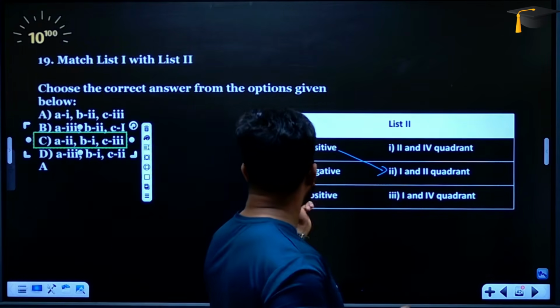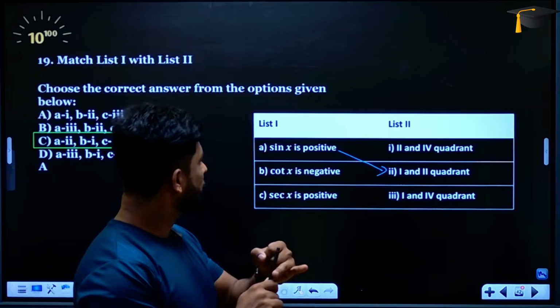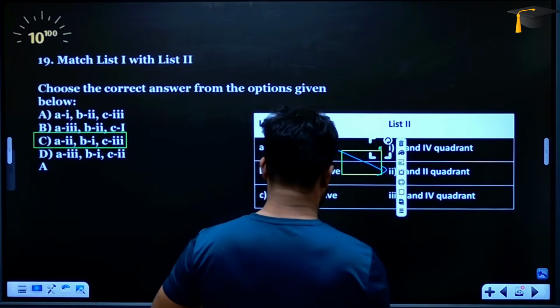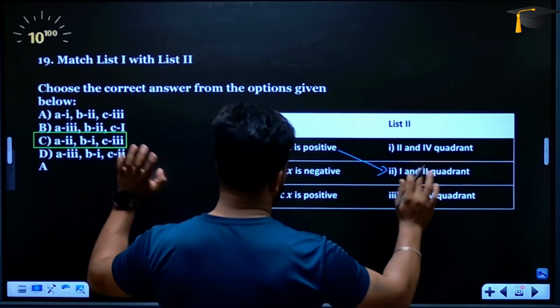Okay. Next, cot x is negative. In which quadrants is cot x negative? Second quadrant and fourth quadrant. So second and fourth means this. So B1. So B1, correct. Yeah.